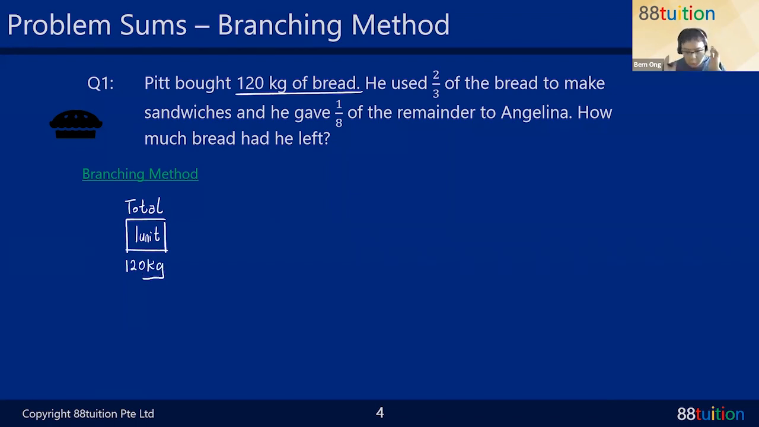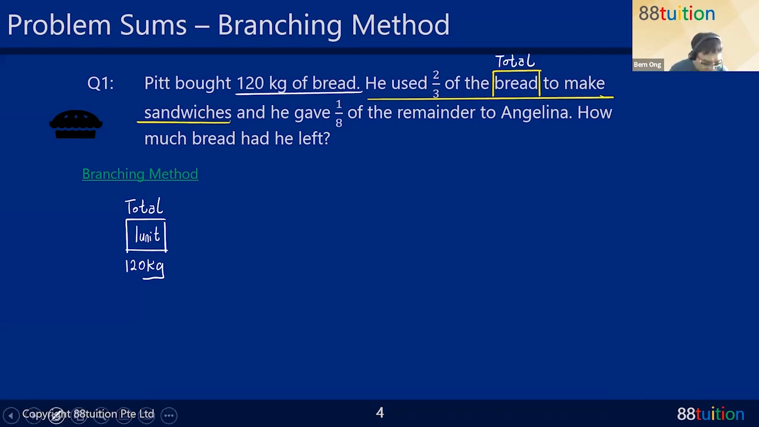So we'll always start off with the box. And this box is called the 1 unit, and it's represented as a total. If there's a total, I'll write it as 120 kg. Then you read a little bit more. He used 2/3 of the bread to make sandwiches. And this bread represents the what? Just now I did say, this bread represents the total bread.